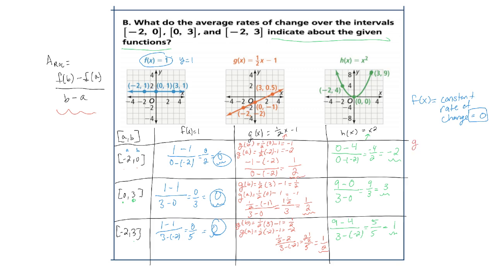g of x, we also have a constant rate of change. Constant meaning it does not change at all, whether it's this interval or this interval or this interval. Constant rate of change, which is equal to 1/2, because they're all 1/2.